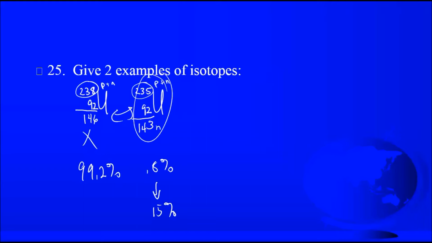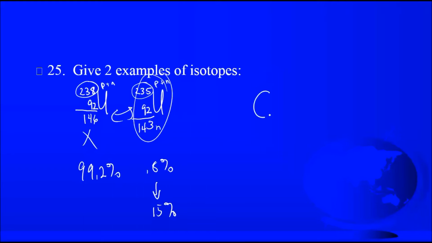And what's the difference between them? 3 neutrons. That's it. That's all they had to work with. They somehow had to separate two things that differed by 3 neutrons. I'll explain to you how they did it later.